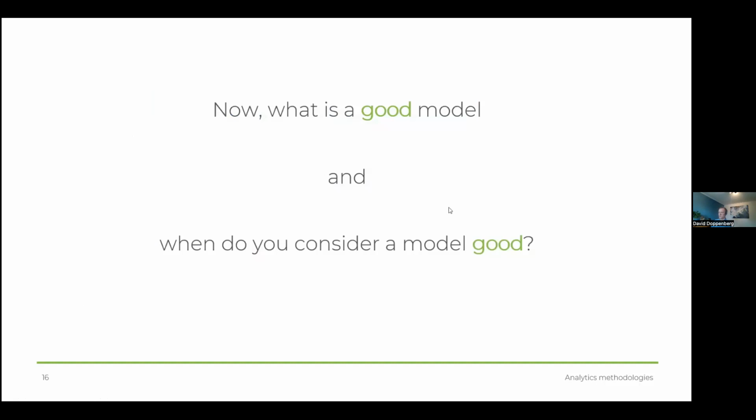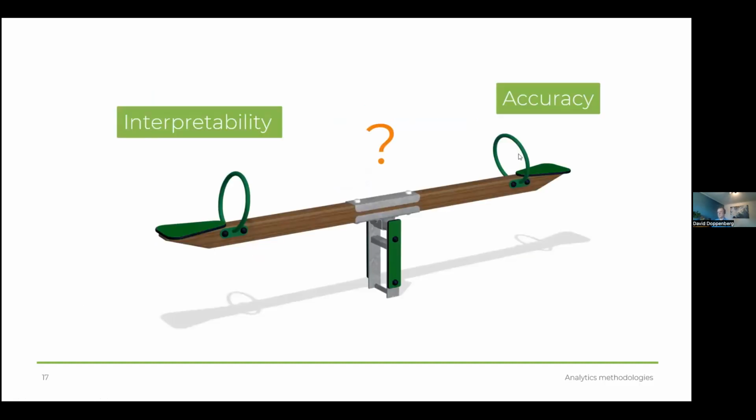Then a very important topic when you're performing machine learning studies is the question: what is a good model, and when do you consider a model to be good? This is a very difficult question because there is a trade-off for models. In general, when you want a very accurate model, the interpretability of your model goes down. And the other way around, if you want a very interpretable model, your accuracy will go down.